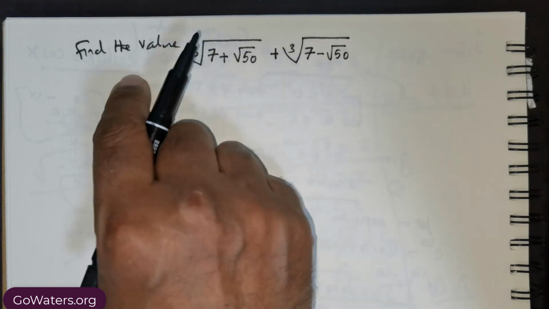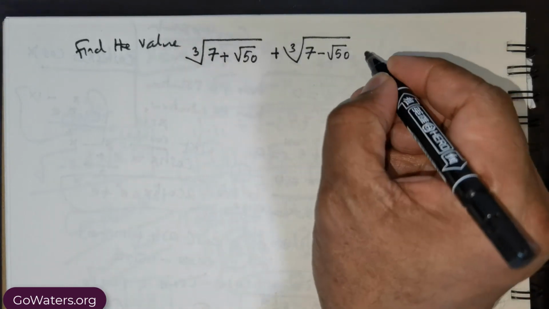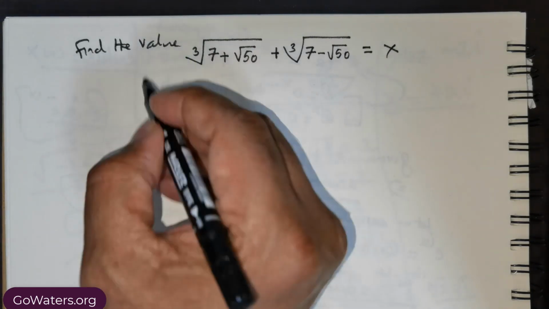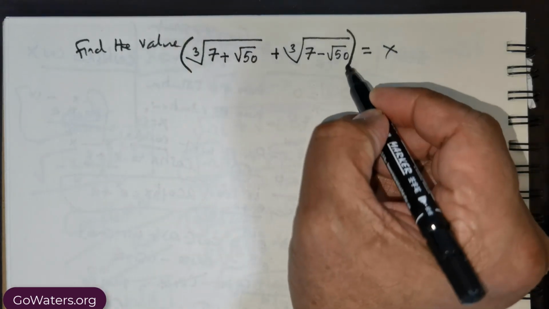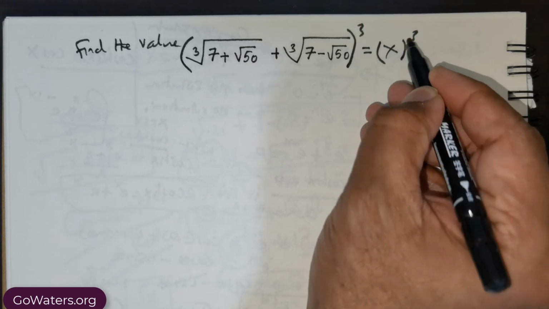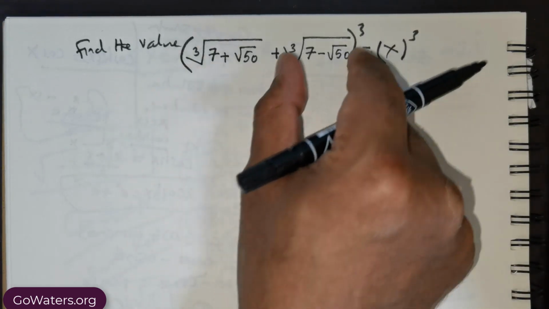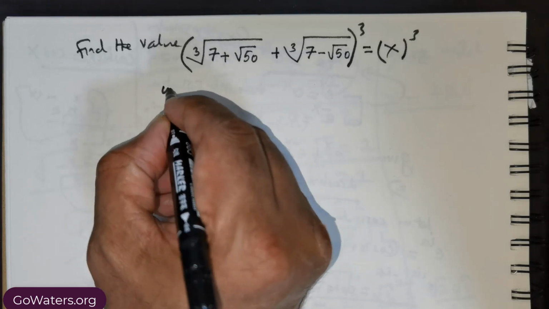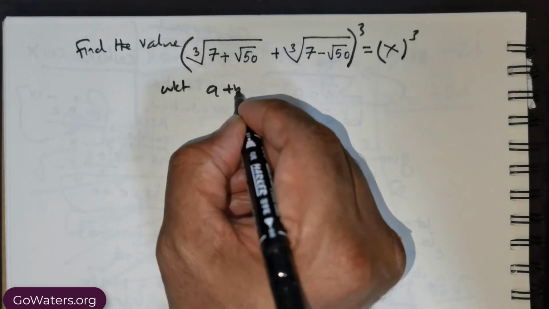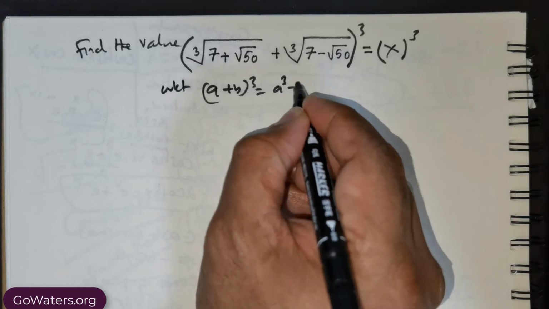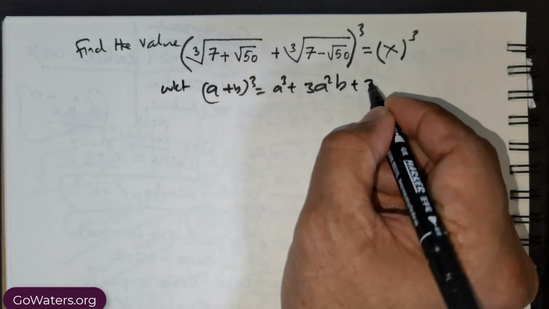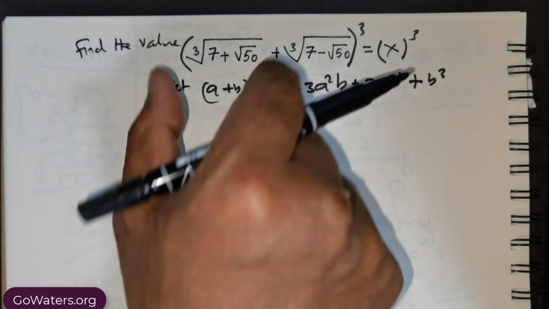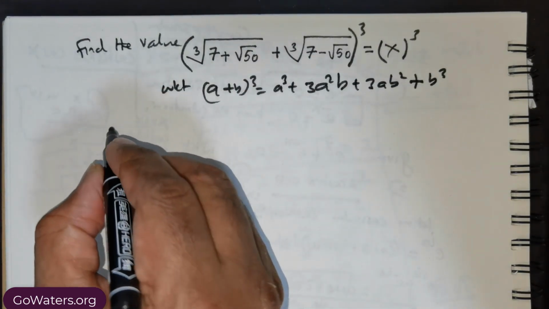Having mentioned that, we are expected to obtain this. So I will take this to be equal to x. Now I will raise both sides to the power of 3, so I get two quantities raised to the power of cube. Now we know a formula: (a + b) cubed is a cubed + 3a squared b + 3ab squared + b cubed. I will be utilizing this formula on the left hand side expression.